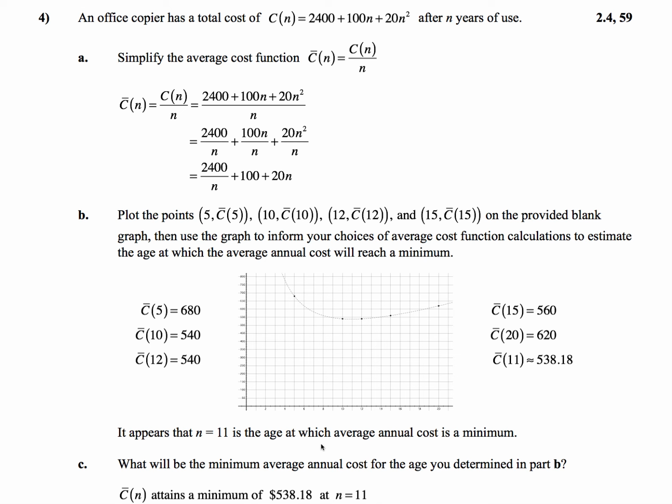There should be a very obvious point like that that'll give us a reasonable estimate. And so the answer to the last part we kind of already answered by making these calculations here. The minimum average annual cost is $538.18, and we estimate that to be at 11 years.